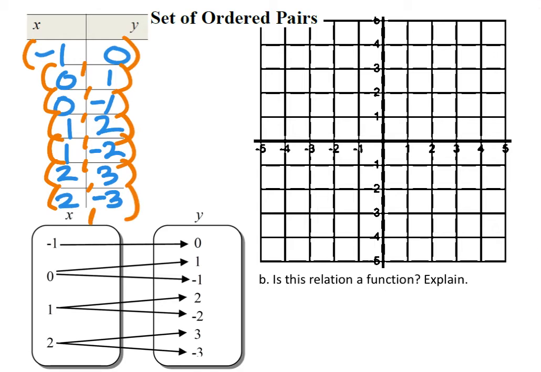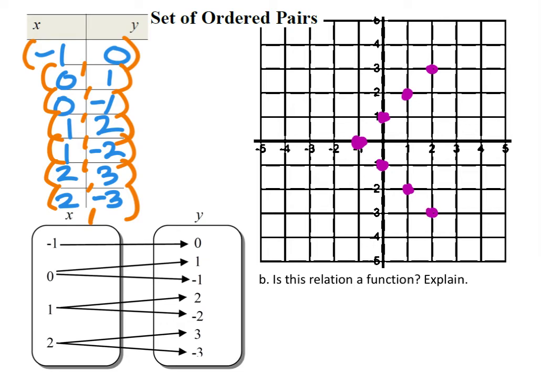They come from the mapping, so the mapping gives us ordered pairs as well. So we can put these on a graph. Negative 1, 0 would be this point. 0, 1 is this point. 0, negative 1 is this point. 1, 2 is this point. 1, negative 2 here. 2, 3 is here, and 2, negative 3 is here.